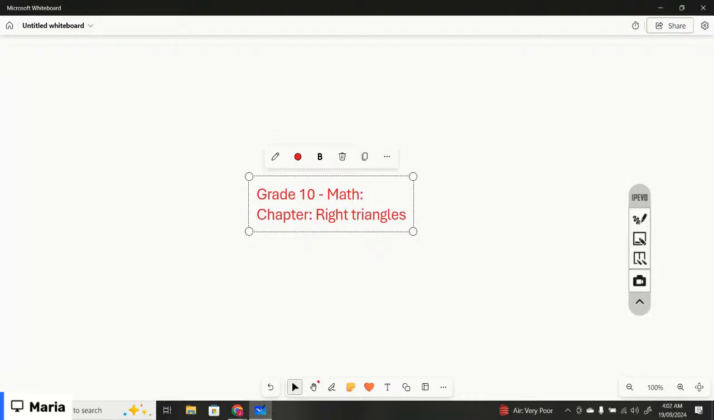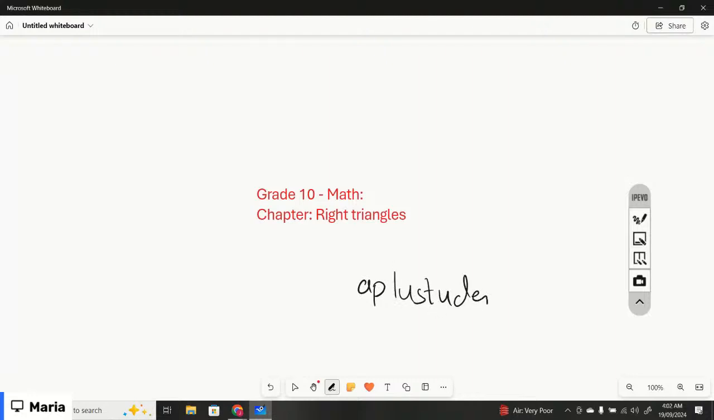We are here for grade 10 math. You can find all the lessons on eplusstudents.com. You have to log in there using your email address and password as provided by the administrator.